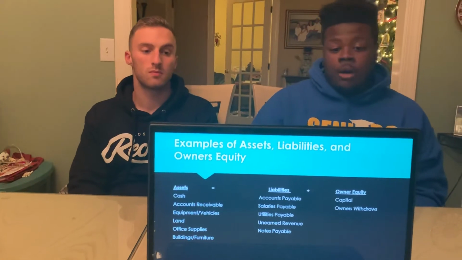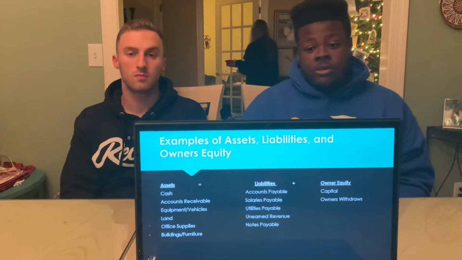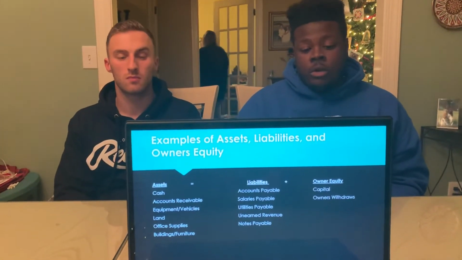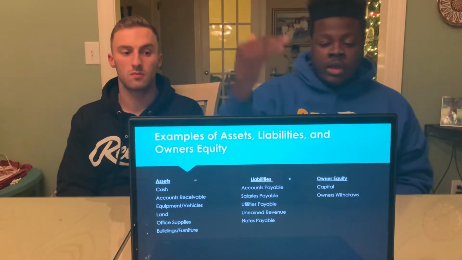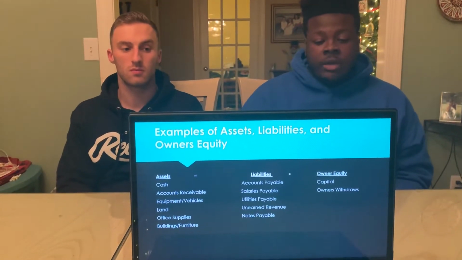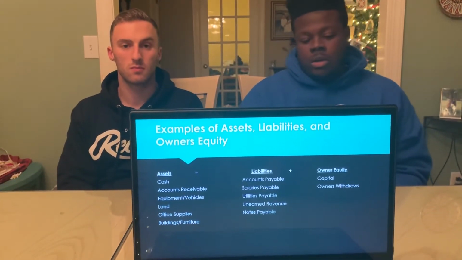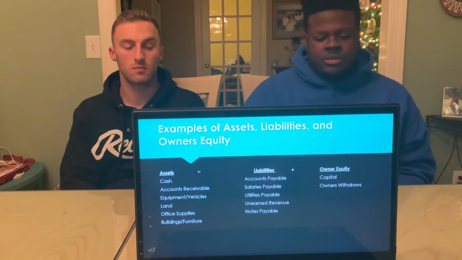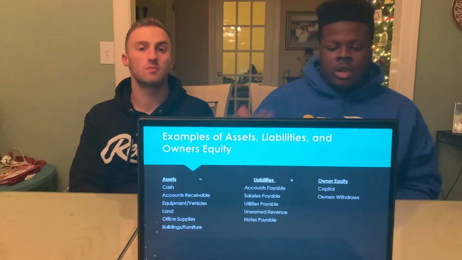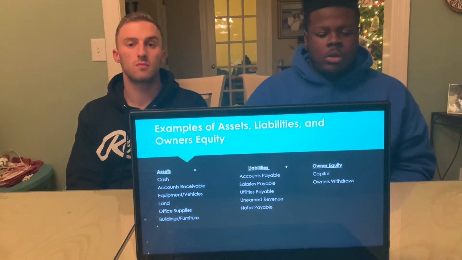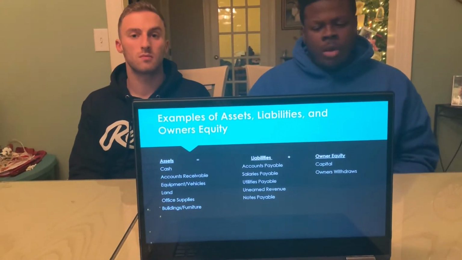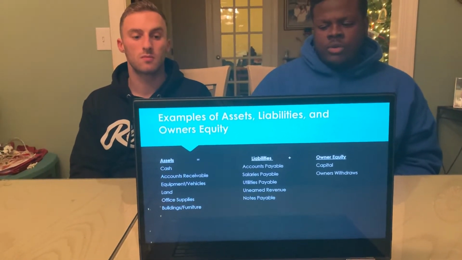Next slide, please. Examples of assets, liabilities, and owner's equity. So we did assets, which are cash, accounts receivable, land, office supplies, buildings, furniture. The liabilities are accounts payable, unearned revenue, notes payable, and then owner's equity.